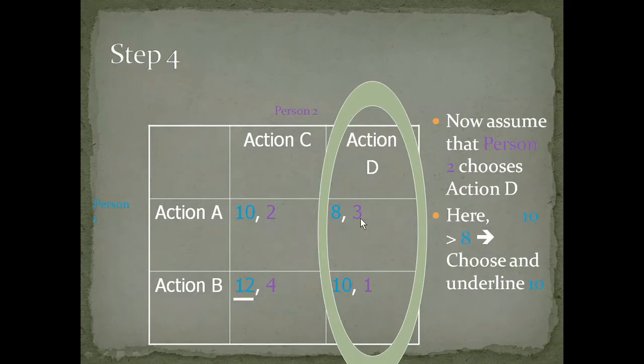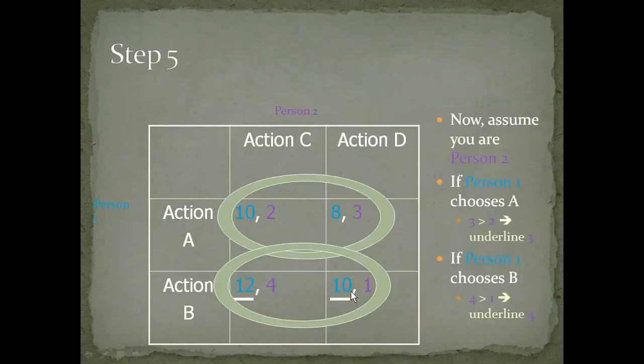See here, let's say the person 2 has already chosen action D. Now depending upon what person 1 is choosing, his payoffs are going to be determined. So let's say if person 1 is choosing action A, he is going to get 8 and person 2 is going to get 3, otherwise 10 or 1. So given person 2 has chosen D, what is the best response of person 1? It should clearly be B, because he is getting higher payoff. 10 is higher than 8. So you can underline that.